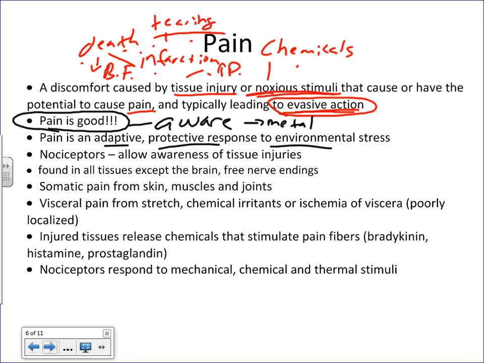But let's say I didn't notice this. Then I just sit there and burn and burn my skin, and I could burn it without being aware of it all the way down to the bone. And now all of a sudden I break my skin apart. I open the floodgates for bacteria and other harmful organisms to get in and hurt me. So, evasive actions. That's why pain is good. It allows us to be conscious, essentially, of what is harming us.